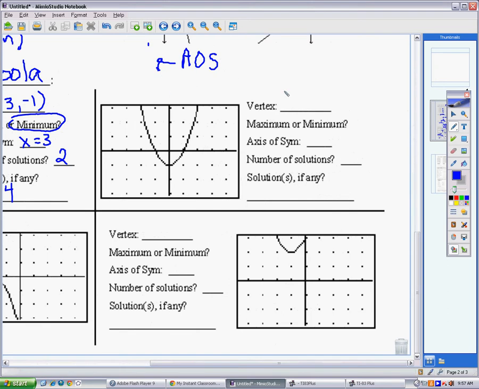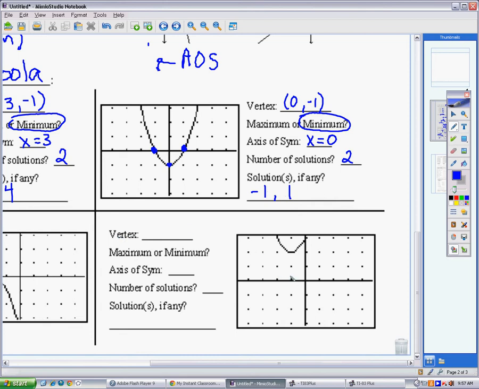Okay, back up to the top, my vertex, that's down here at 0, -1. Again, it's at the bottom of the graph, so it's going to be a minimum. My axis of symmetry is going to be my x coordinate, x equals 0. Number of solutions, there are 2. My parabola touches my x-axis at 2 places, and that's going to be at -1 and 1. Those are my solutions. Those are my answers to the parabola.